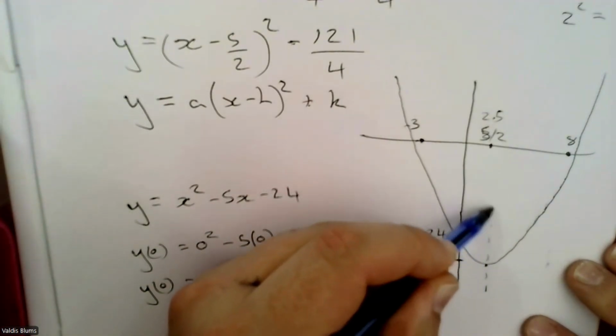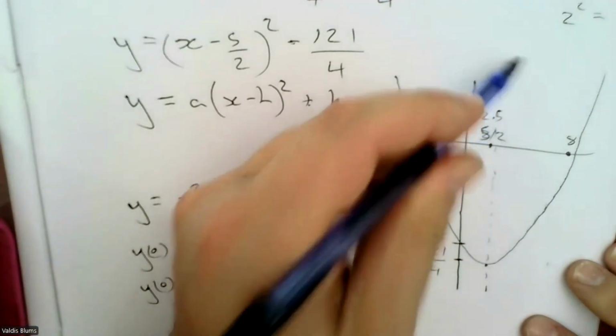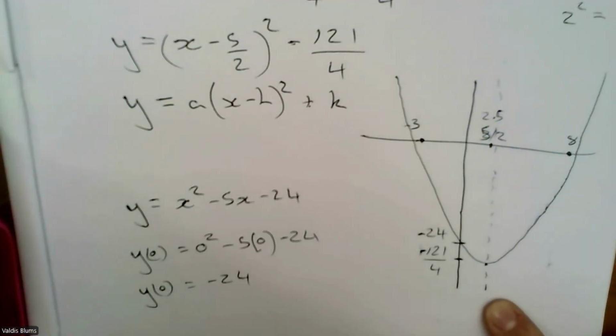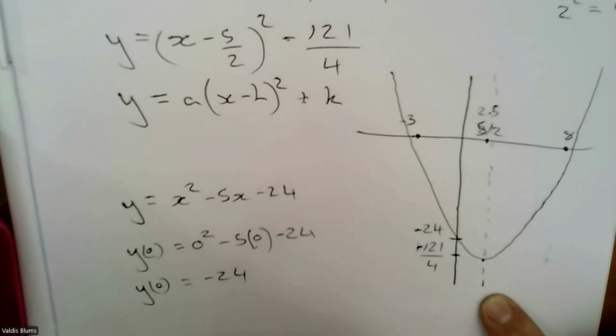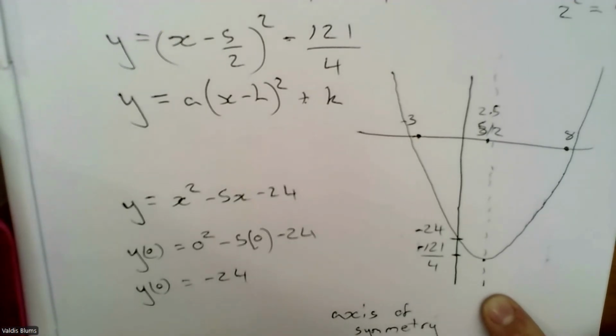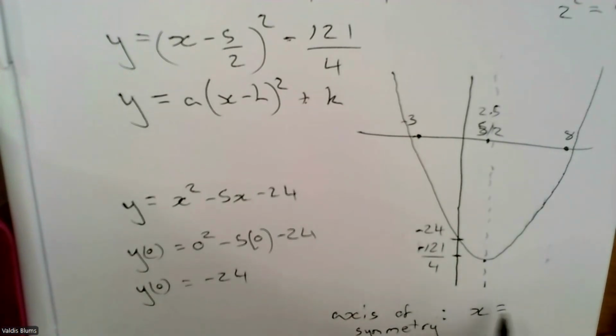And so our axis of symmetry has the x value equal to the turning point x value. So our turning point x value was positive 5 on 2, therefore our axis of symmetry is x is equal to positive 5 on 2.